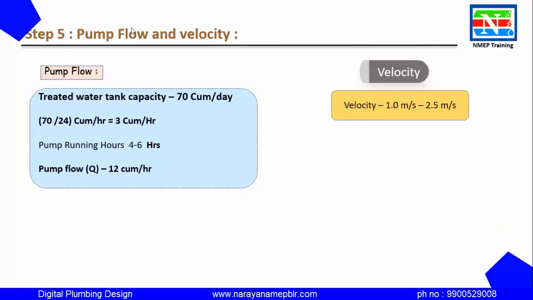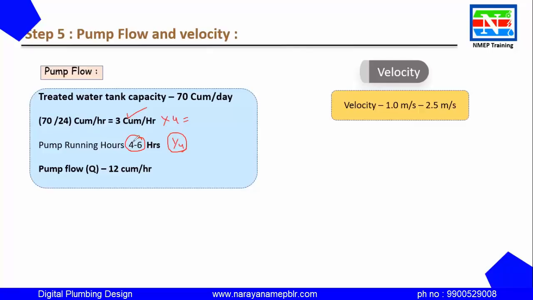Next is pump flow. Step 5 is pump flow and velocity. This is the range we need to give. So for the treated tank, how much flow are you getting? 3 cubic meter per hour. But my pump will not run for all the hours, right? Maximum, I will allow my pump to run 4 to 6 hours a day, which means 1/4 of the time. If you reduce the pump run time to 1/4, you should increase the flow 4 times.